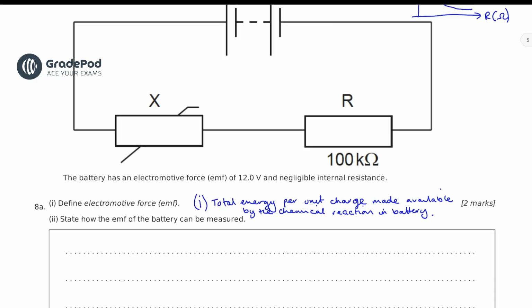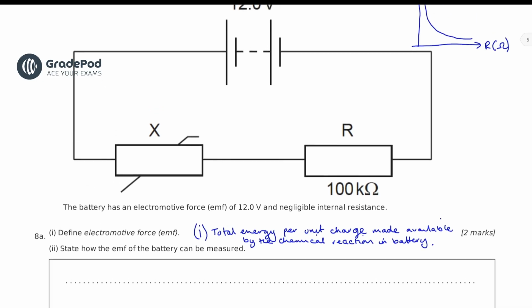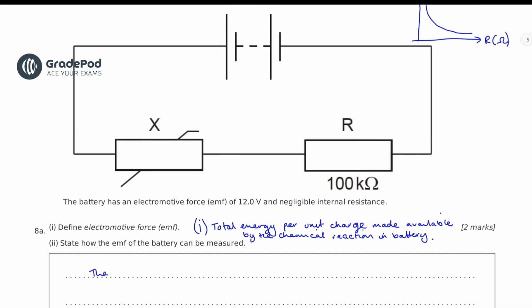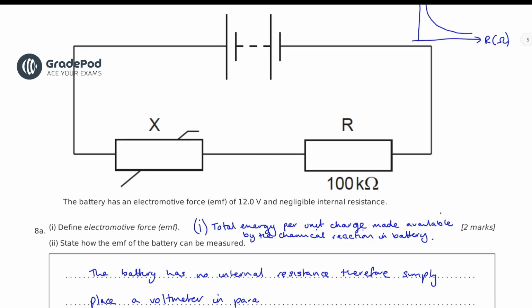State how the EMF of the battery can be measured. I'm wondering if it's a trick question. It's very simple. The battery has no internal resistance. Therefore, simply place a voltmeter in parallel with the battery.